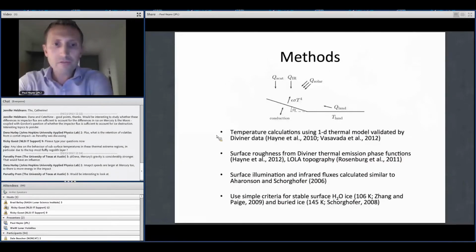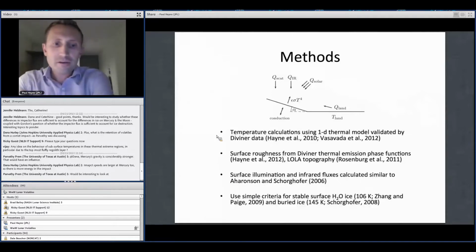And so the way that we do the surface fluxes is by using the slope-dependent surface illumination and infrared fluxes, which is illustrated in this diagram on this plot here, where we account for the thermal infrared radiation coming from the surrounding terrain, which depends on the angle of the local slopes.